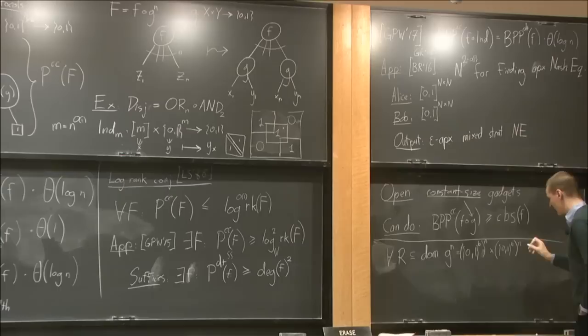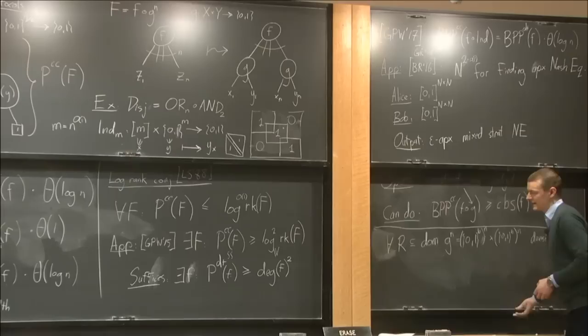So if this has large density, so it contains something like a 2 to the minus C fraction of all inputs. In a communication protocol that communicates C bits, these are typically the sizes of rectangles you expect to get out of the protocol. So you need to basically understand rectangles of this size.